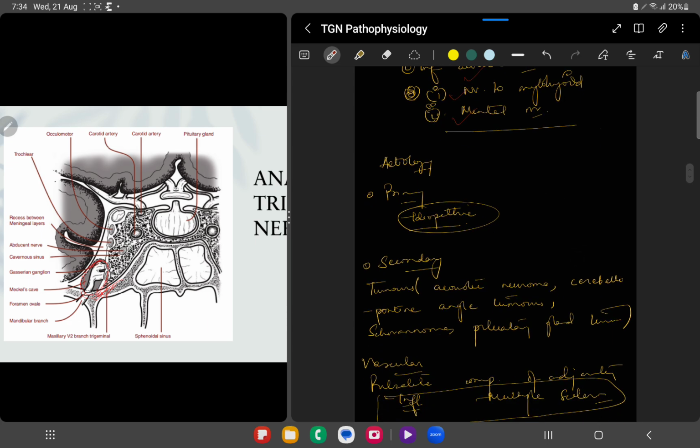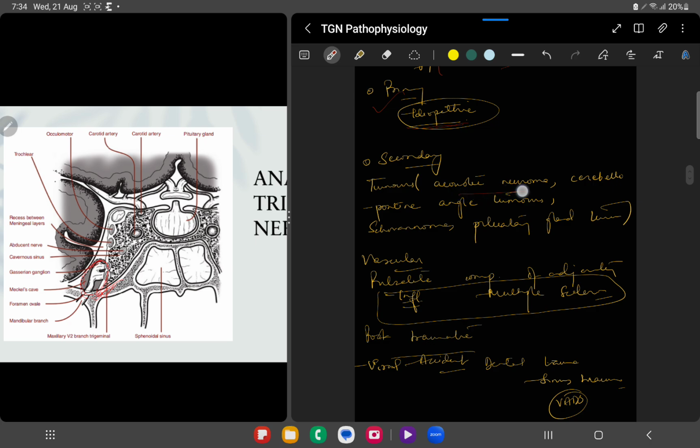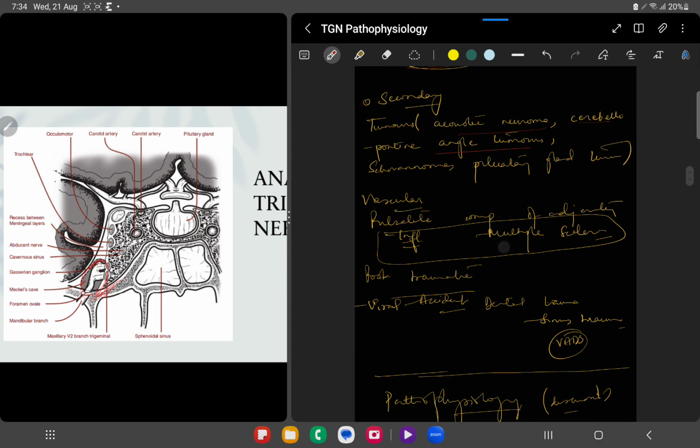After the anatomy, we will go on to the etiology or the causes of trigeminal neuralgia. In this, we have primary, which may be idiopathic. In secondary, we have included tumors, which may be acoustic neuroma, cerebellopontine angle tumors, schwannoma, pituitary gland tumors. In vascular, we have the pulsatile compression by adjacent vessels. In inflammatory, we have multiple sclerosis. In post-traumatic, we have viral, accidental, dental trauma, sinus trauma.